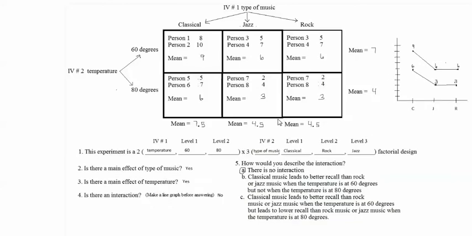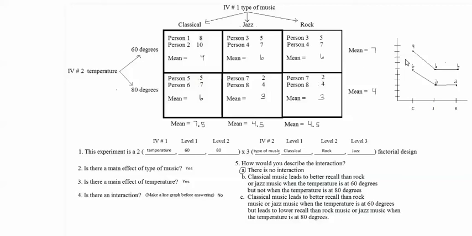Let's look at this one right here. Well, is there a main effect of type of music? We have 7.5, 4.5, and 4.5. So 7.5 is different than 4.5. Since these three numbers are not all equal to each other, there is a main effect of type of music. Since 4 and 7 are different, there's a main effect of temperature.